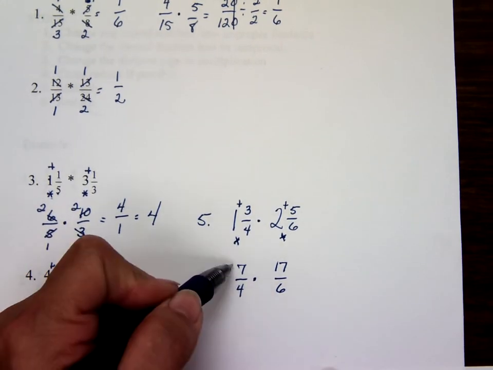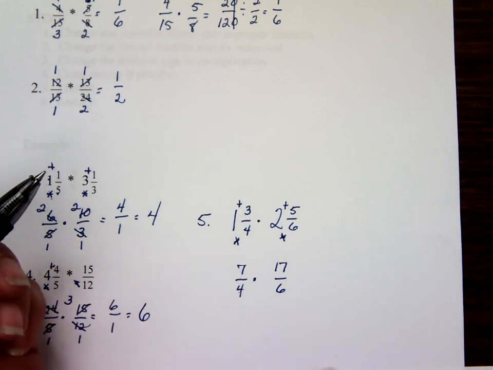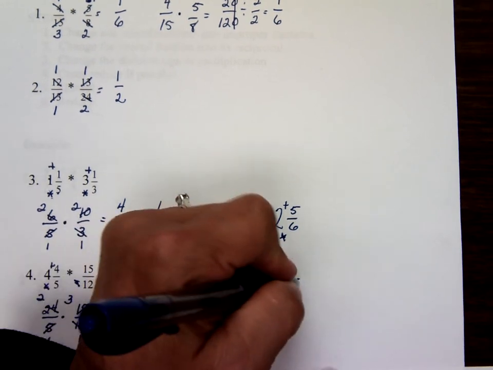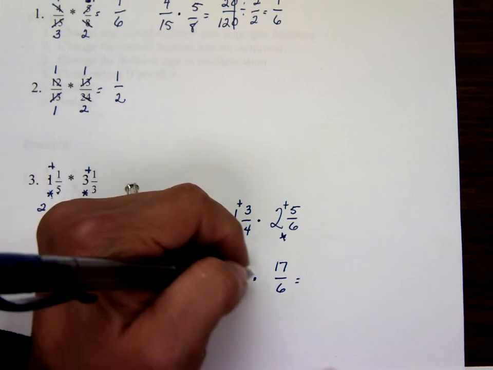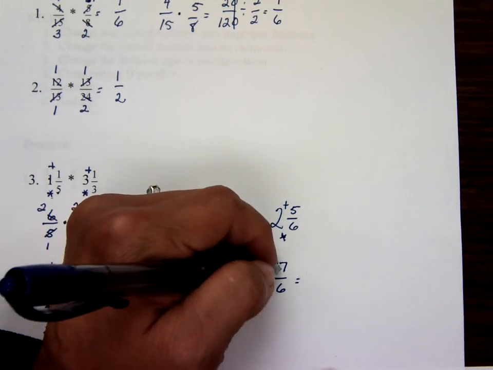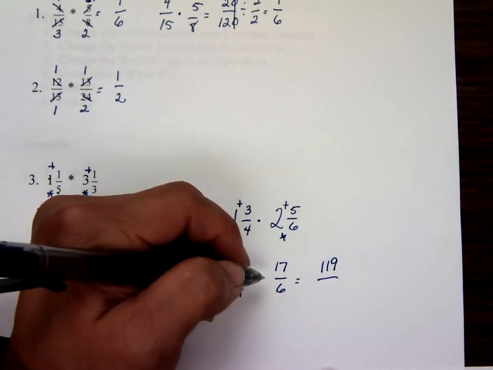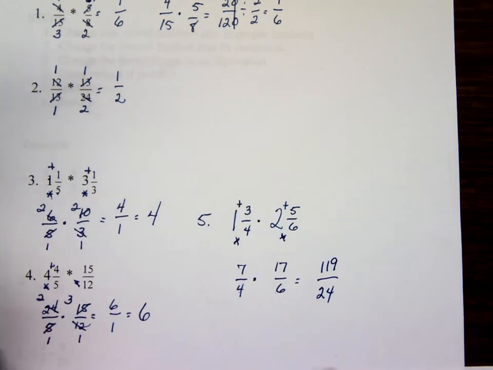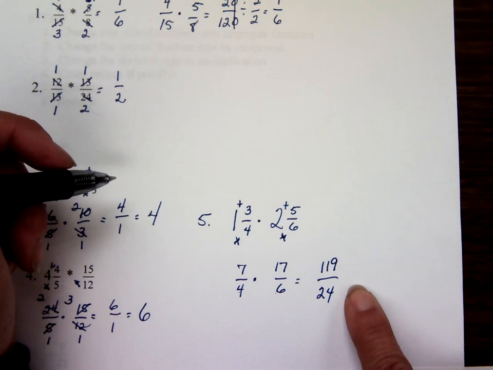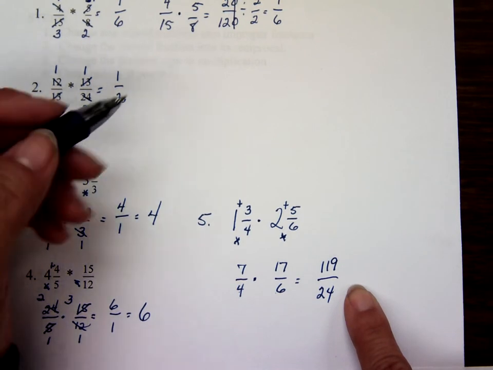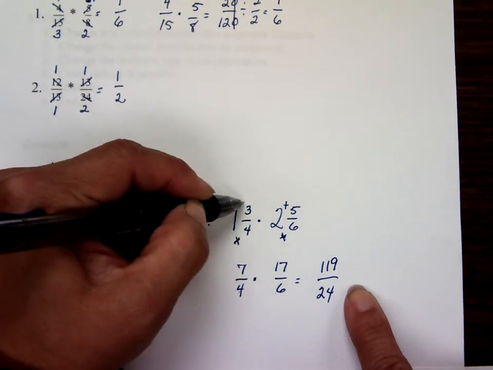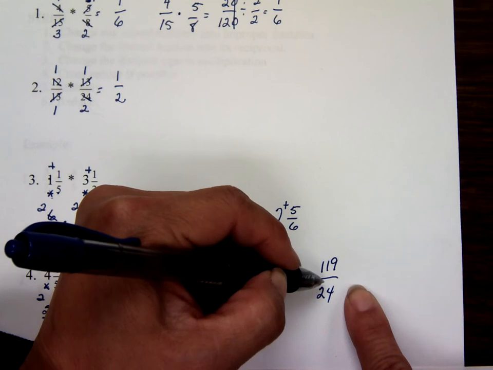Now let's look at reducing diagonally. 6 and 7 you can't reduce, and 7 and 14 you can't reduce. So now that tells you that you have to multiply across. So 7 times 17 is 119, and 4 times 6 is 24. You cannot leave this as an improper fraction, and the reason why is because you started out with a mixed number. Your answer has to be a mixed number.